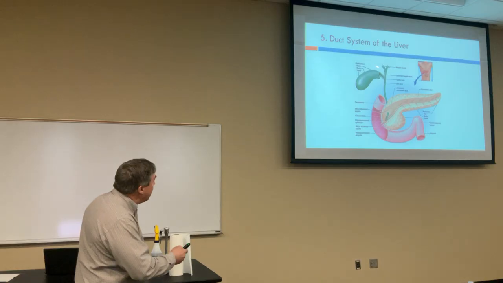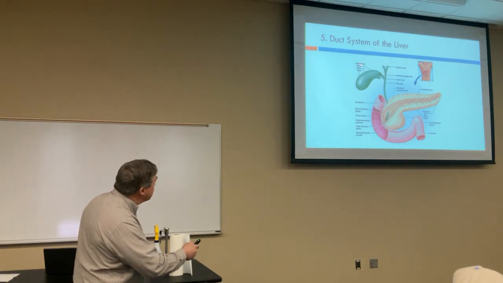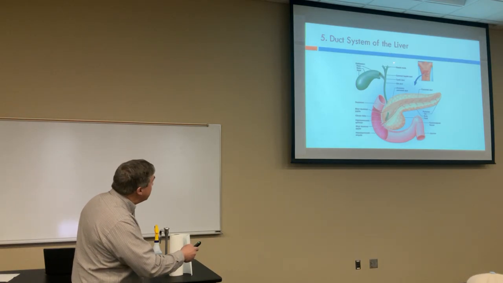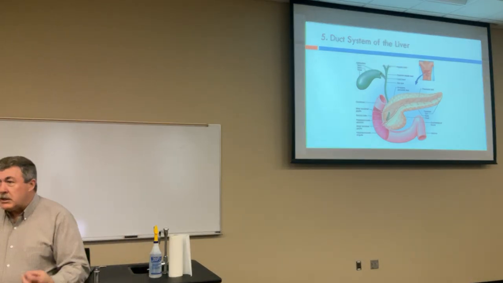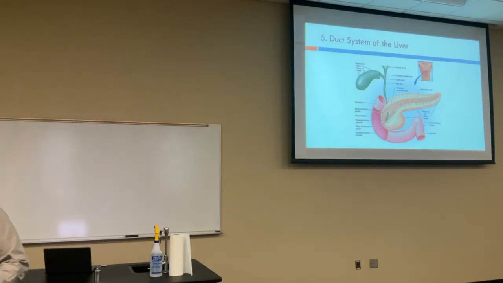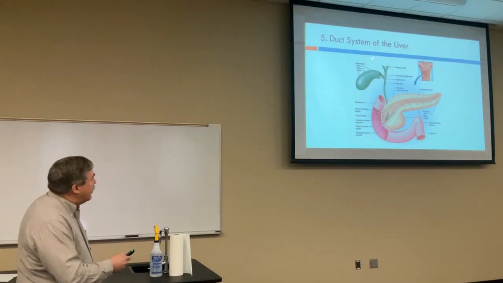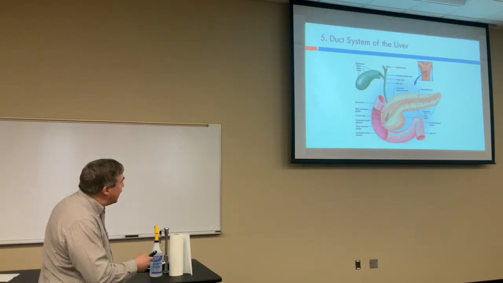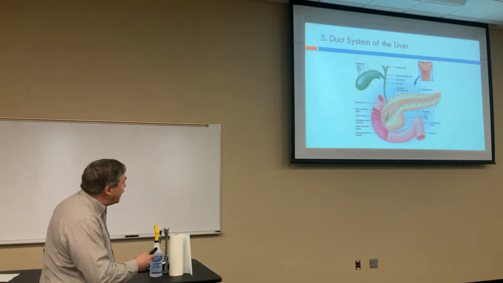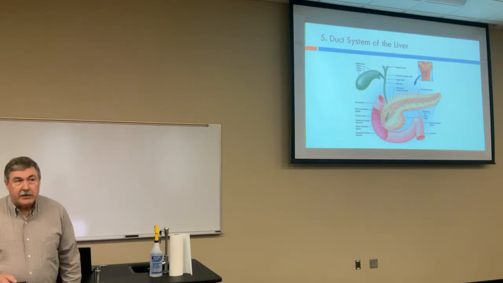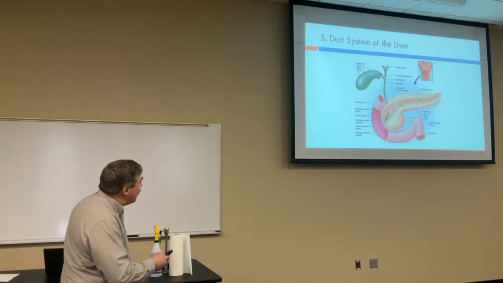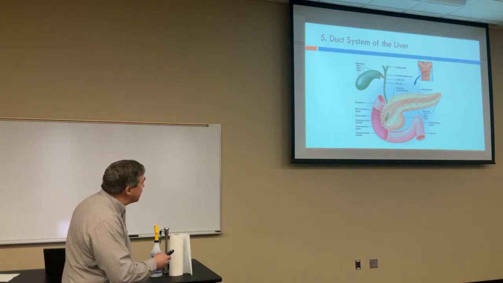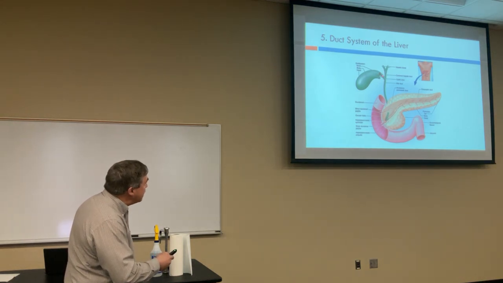Up here at the top, this is where the liver would be sitting, okay? And these two small ducts right here, called the hepatic ducts, collect the bile that's produced by the liver. Those hepatic ducts then come together to form the common hepatic duct. And then the common hepatic duct is joined by the cystic duct, which is labeled here.